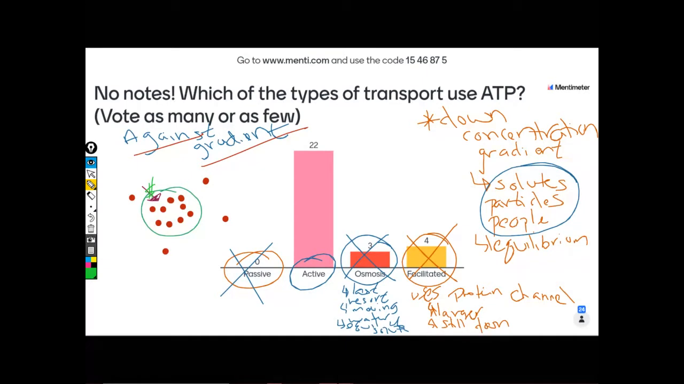Okay, so since we're moving these guys against the direction they normally would go, we're going to pay the toll booth man. And that's what we mean when we're talking about active transport. We're actively going against equilibrium, against the concentration gradient. So driving through a toll booth to do it. Okay, and so the only currency we have is ATP, and that's what you pay the toll booth.